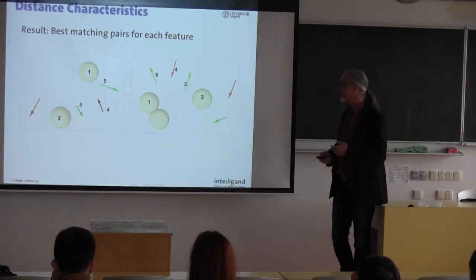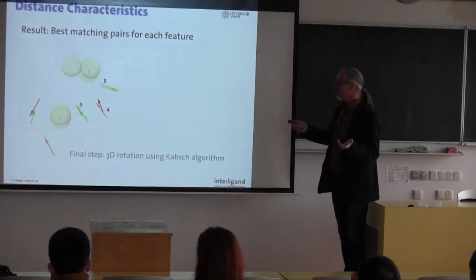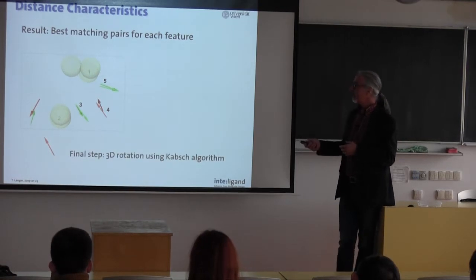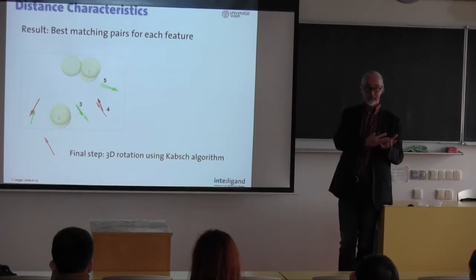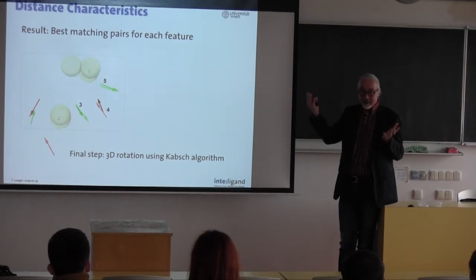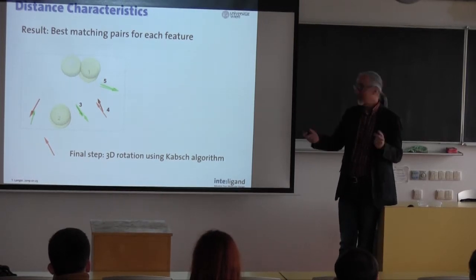Here we have 5 already. So the rest is just Kabsch rotation and translation, and now we know that this is the alignment of these 2 pharmacophores. And behind this could be 2 molecules, or it could be 1 molecule and a pharmacophore model that we want to compare with, right?